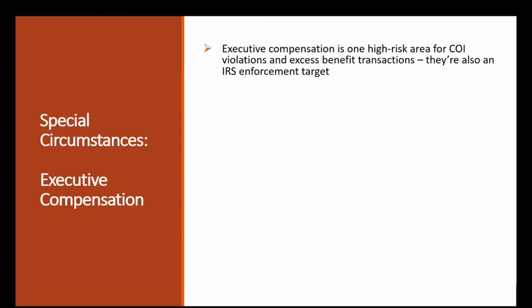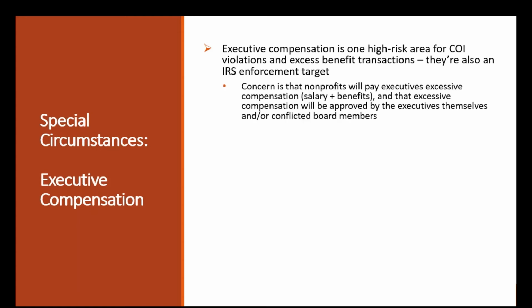Okay, so there's a special circumstance that I want to spend some time on, and that is the question of executive compensation. Again, this is another one of those conflict of interest related matters that the IRS asks about on the 990. Executive compensation is a high risk area for conflict of interest violations and for excess benefit transactions. So that makes them a prime IRS enforcement target. The concern is that nonprofits will pay executives excessive compensation through salaries, benefits, any other sort of compensation package, and that excessive compensation will be approved by the executives themselves and or conflicted board members.